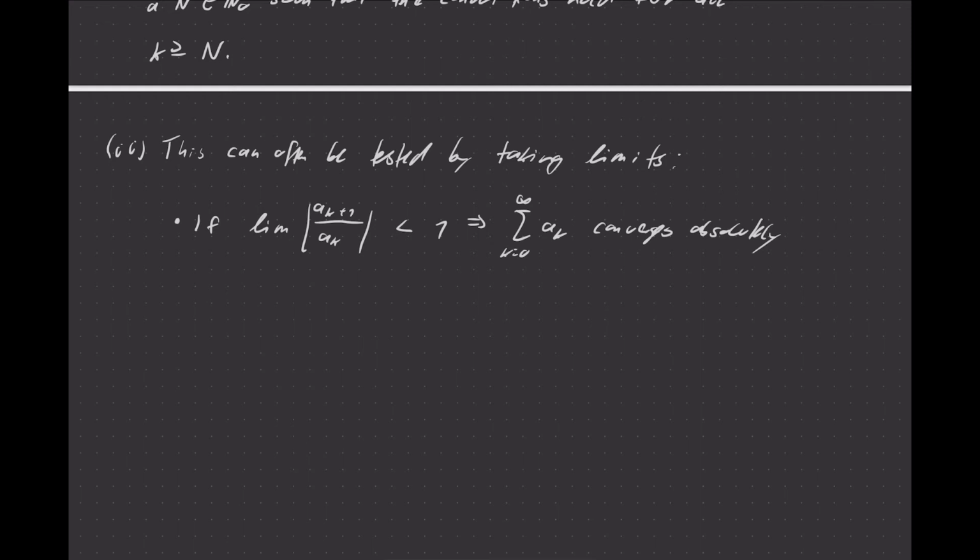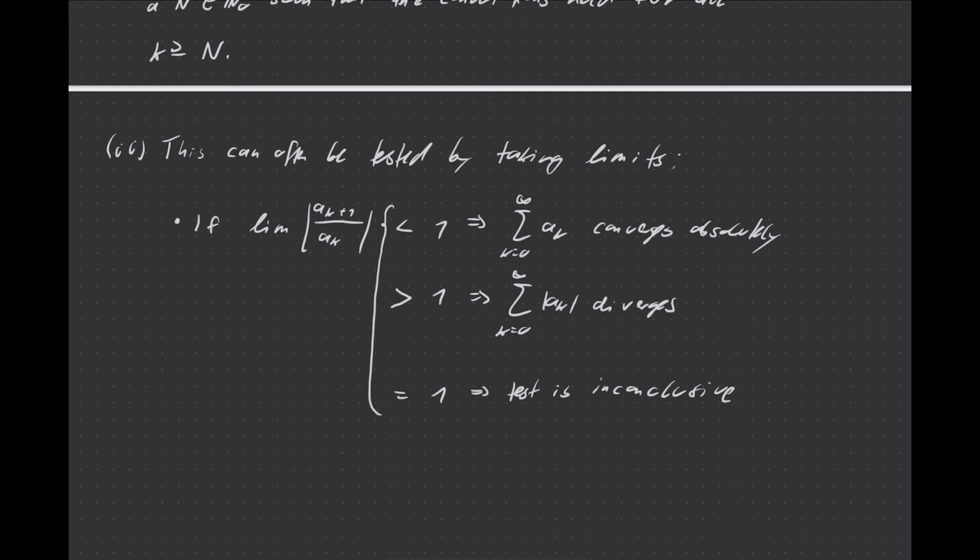If that limit is strictly greater than 1, that means that this series diverges absolutely. So the series of the absolute values diverges. It does not exclude convergence, but it does exclude absolute convergence. And if the limit is equal to 1, that means the test is inconclusive. So you don't get a result, you have to try some other way. The limit, of course, is for k to infinity. And the same is true for the root test.